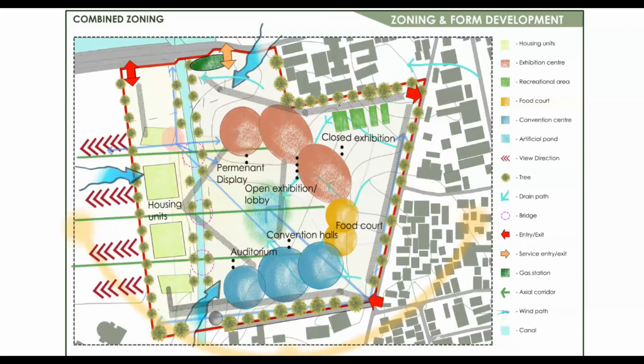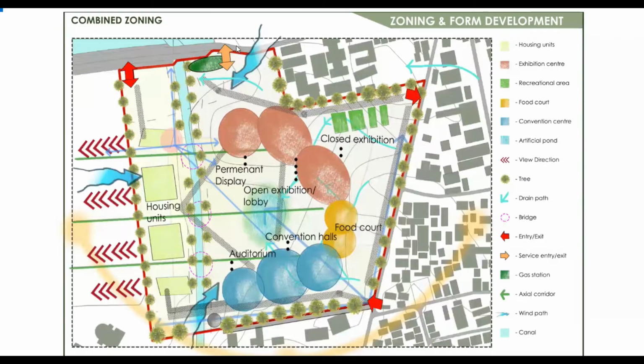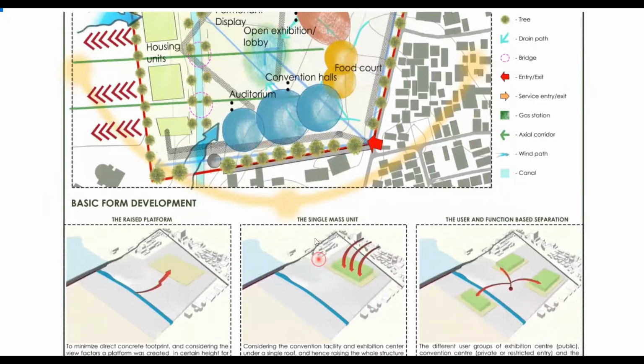And here recreational spaces are also provided considering the public for the non-event days, and this food court could also be accessed by the public. And the main service entry is provided this way, and the vehicles could move around the rear side of the buildings, and also the bridges are provided to cross over the canal.